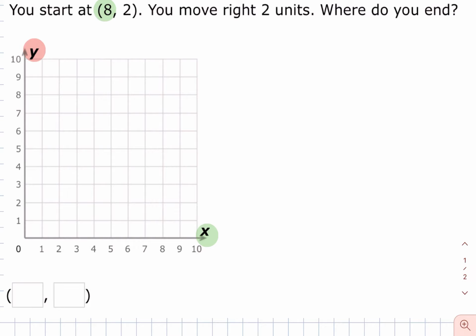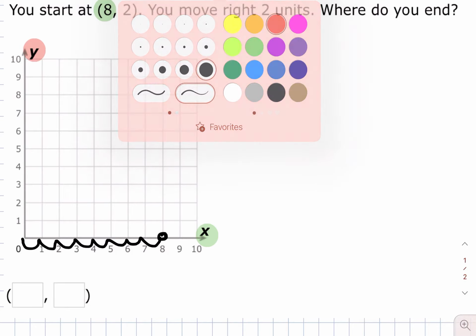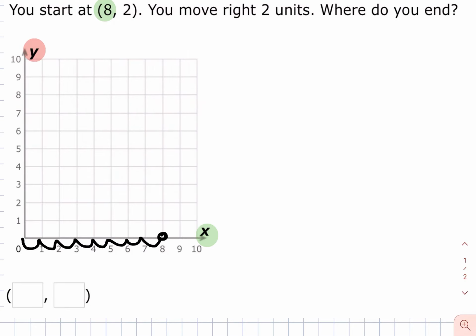So this is telling us that we're going to start at a location that is 8 on the x-axis. So I'm going to count. So counting on the x-axis, I'm going to start at 0. I'm going to count 1, 2, 3, 4, 5, 6, 7, 8, and stop here. Okay, that's my first count. Next, I'm going to count on the y-axis. The y is always second.